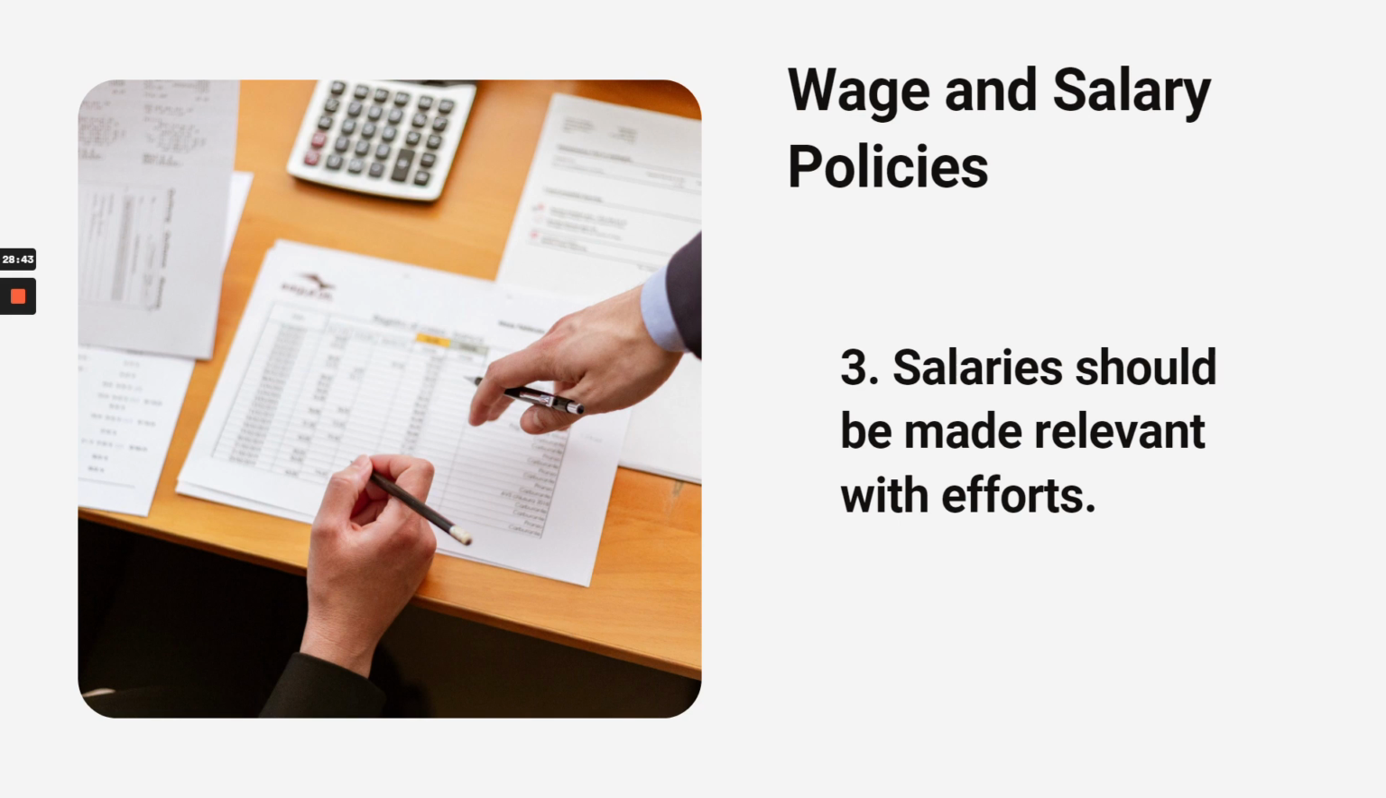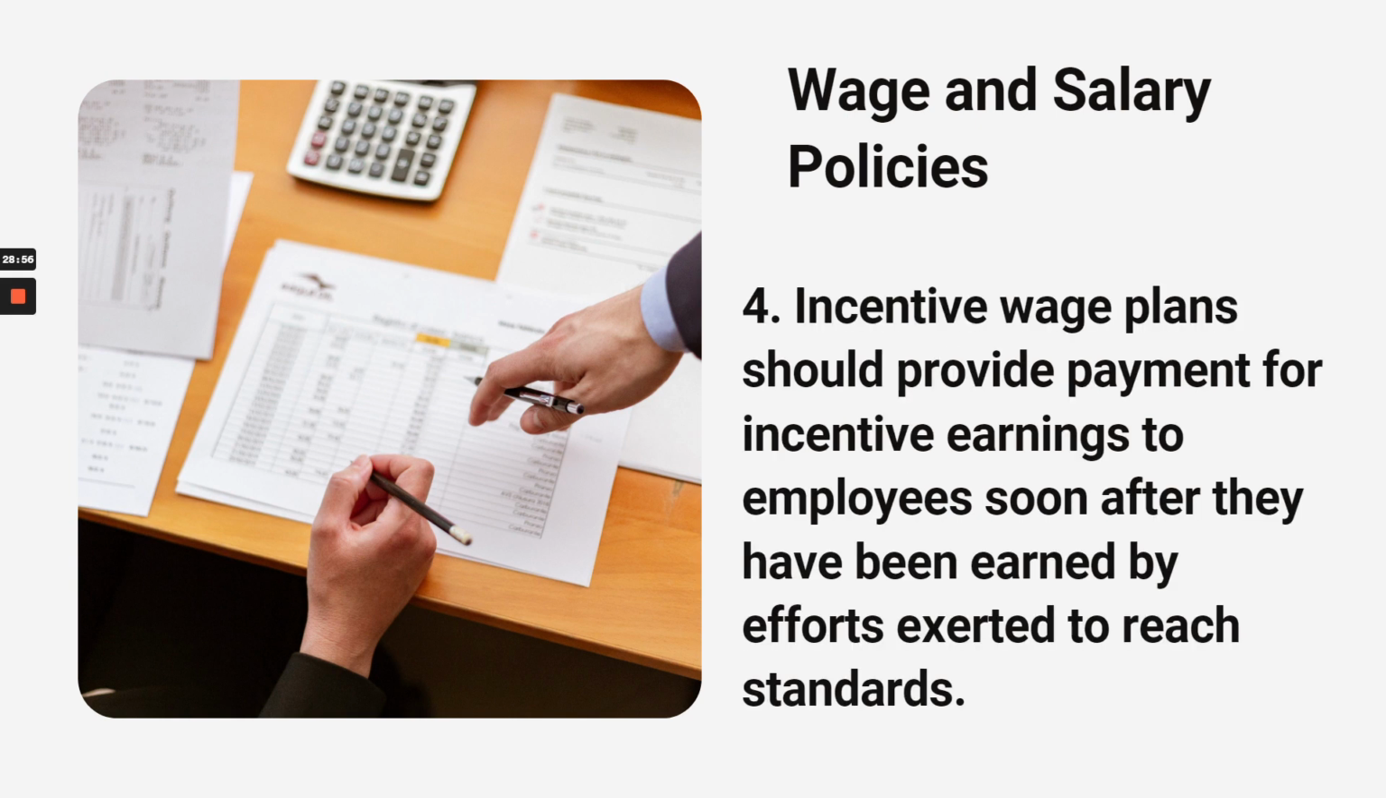Right? So there are companies actually that evaluate the performance, and based on the performance, they give incentives to the employee. Number four, incentive wage plans, the ones that are paid by the work done, should provide payment for incentive earnings to employees soon after they have been earned by efforts exerted to reach standards. So it should be paid soon so that the employee will feel that they have the incentive.